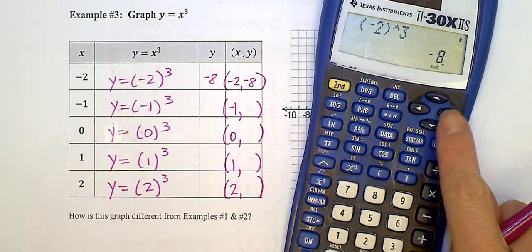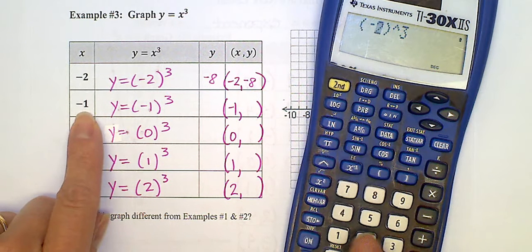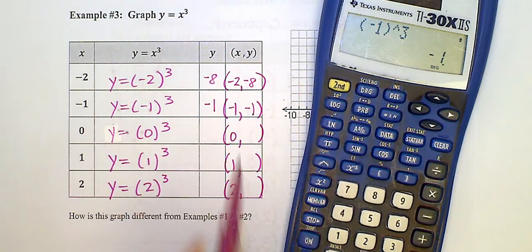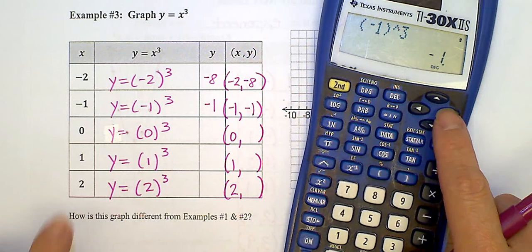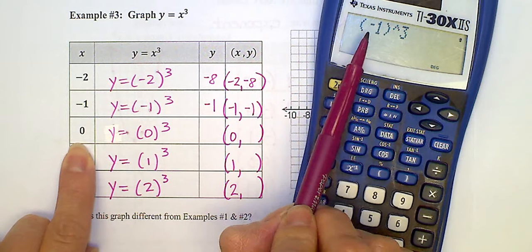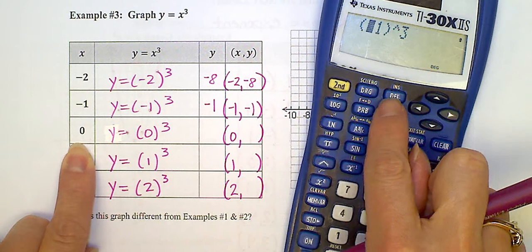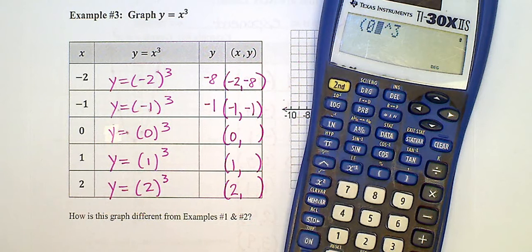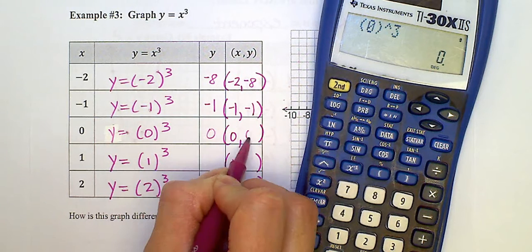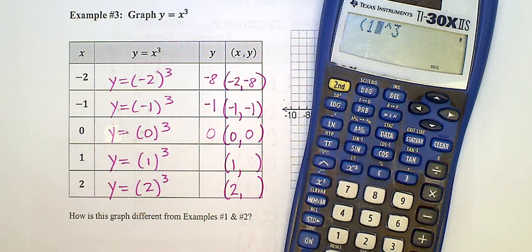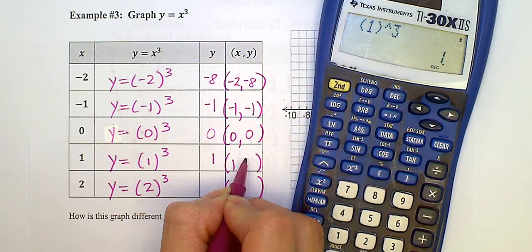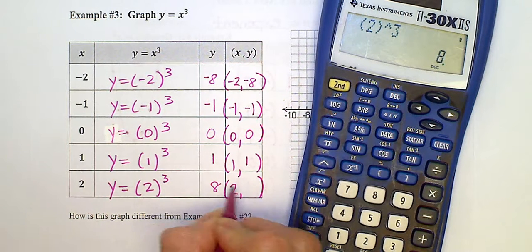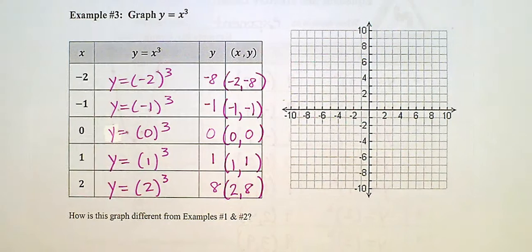Then I'm going to arrow over, change the -2 to a -1, hit enter, and I also get -1. But when we go to plug in 0, you need to hover over the negative, push the DEL key to delete the negative, and now you can replace this with a 0. And 0 to the third is 0. Then 1 to the third is 1. And 2 to the third is 8. So now we are ready to graph this.